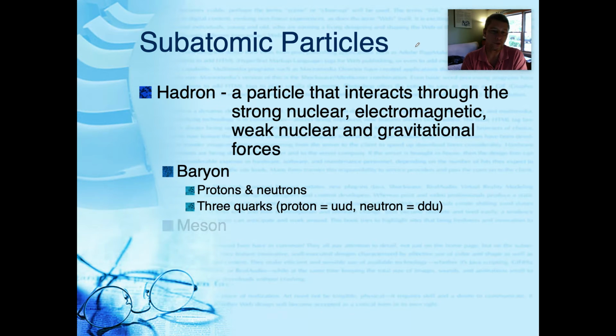Now, we still call them nucleons in terms of their chemical properties, but in terms of their physical properties, we call them baryons. And each baryon is composed of three quarks. Now, a proton is composed of two up quarks and a down quark.